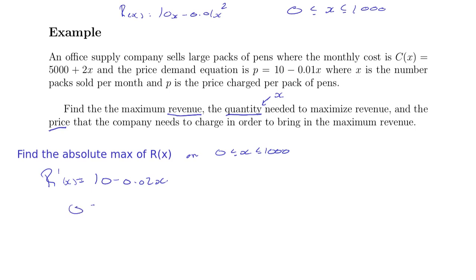So if I set this equal to 0, I've got 0.02x equals 10. So x is going to be, that's one too many zeros, 500 if you divide both sides. Since that's in the domain, that's critical. So we've got a critical number of x equals 500.